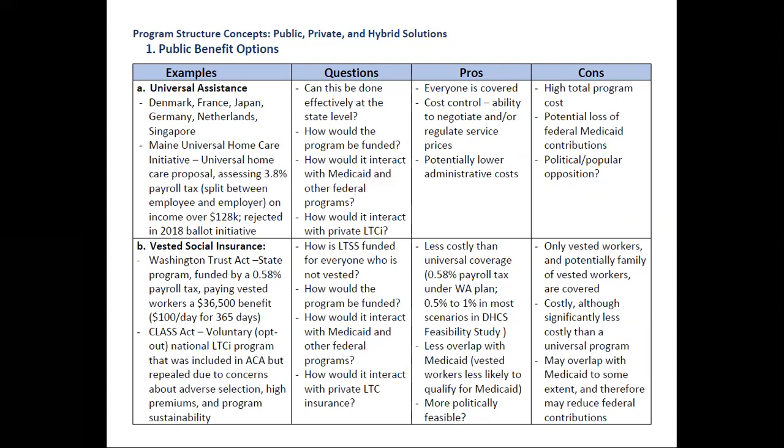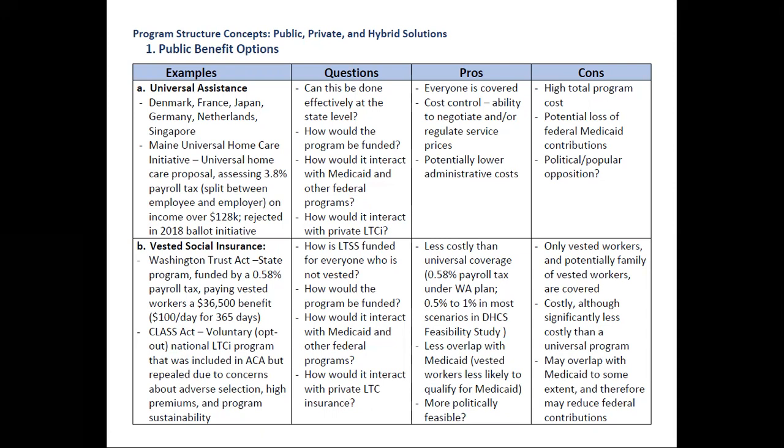Our next category is vested social insurance. A vested program provides benefits to individuals who vest into the program. Usually that means a worker who has paid a payroll tax for a certain number of years, and after they reach that requisite number of years of paying into the program, then they qualify. And after they do vest and they have a need for long-term care, then they would receive program benefits.